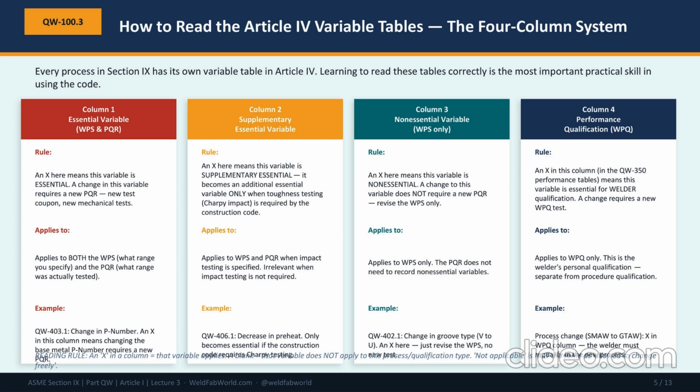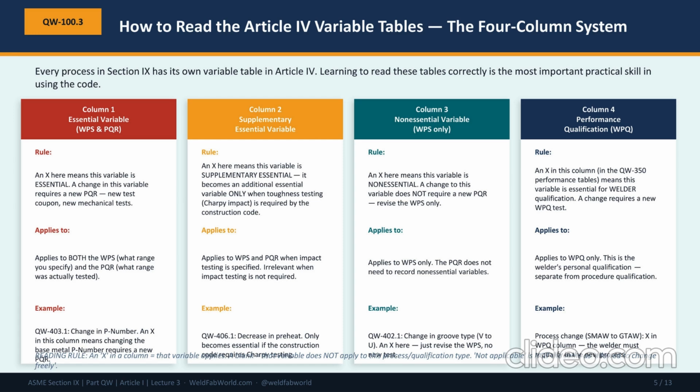An X in this column means the variable is non-essential. A change to a non-essential variable does not require a new PQR. You revise the WPS, update the revision number, document what changed, and continue. No new test coupon. No new mechanical tests. This column applies to the WPS only. The PQR does not need to record non-essential variables. The WPS must address them, because the WPS is the instruction set for the production welder. But if they change, the existing PQR remains valid.